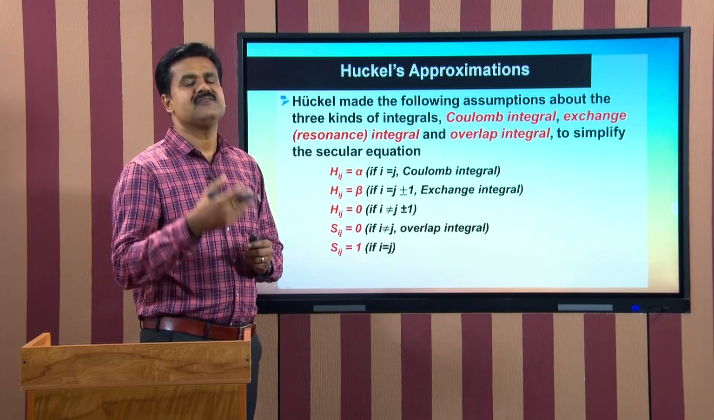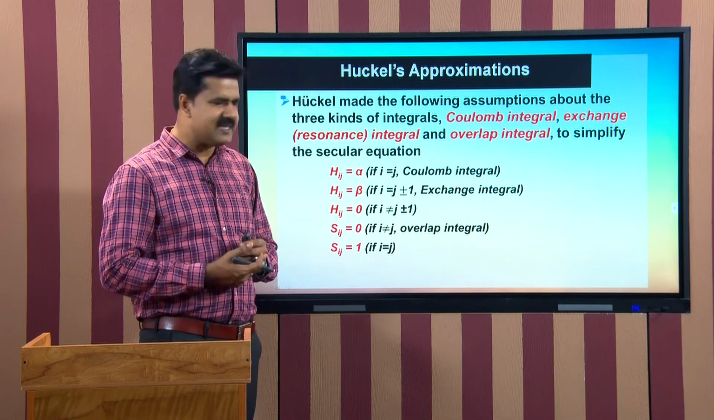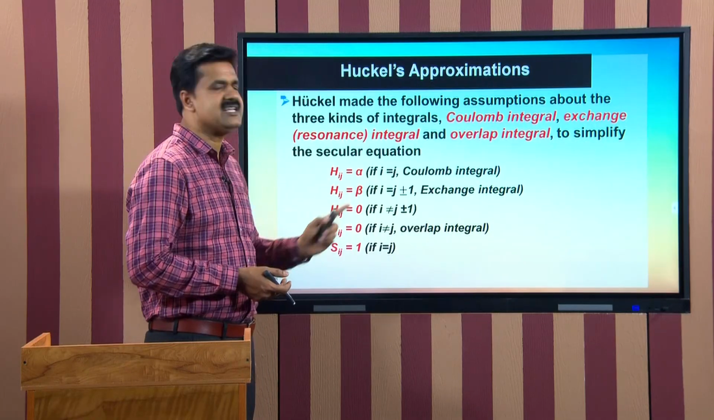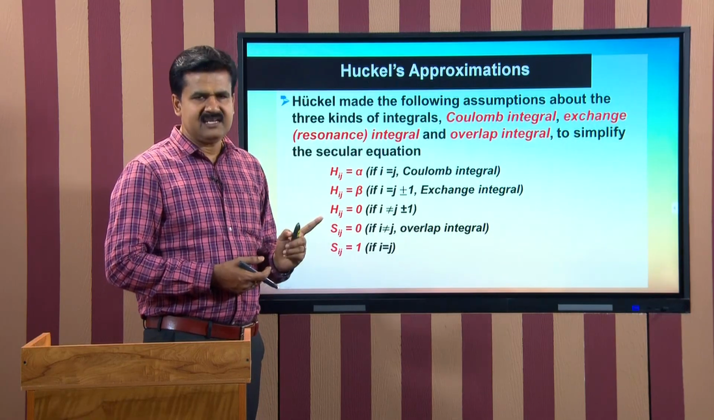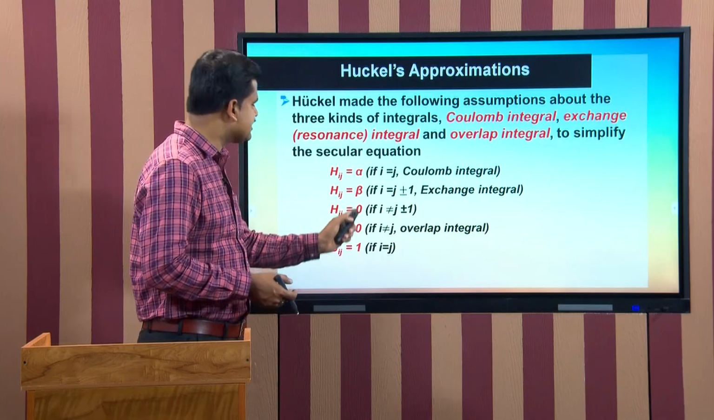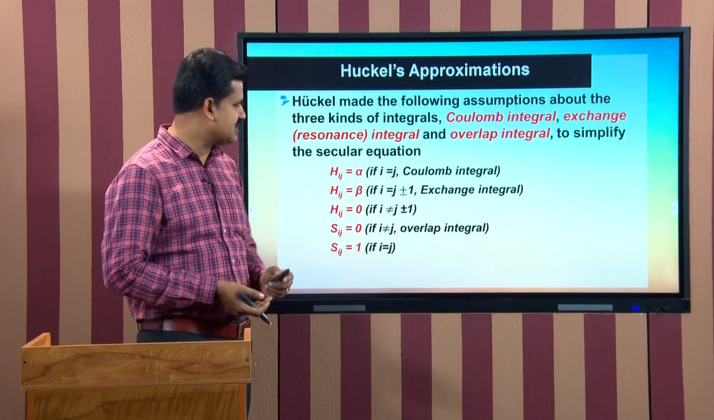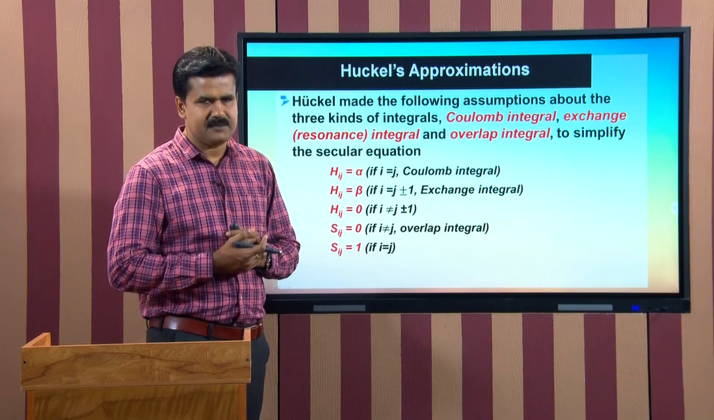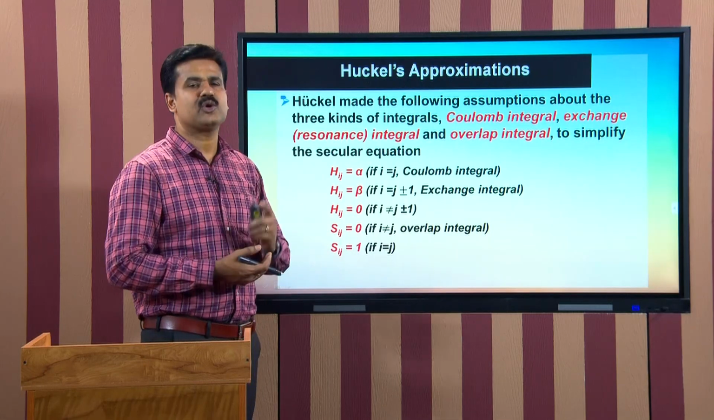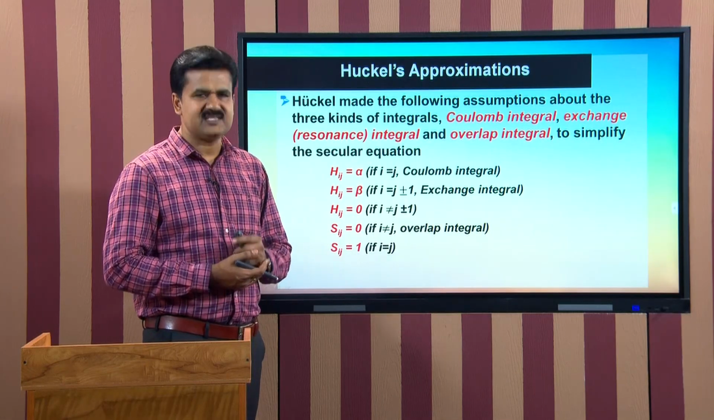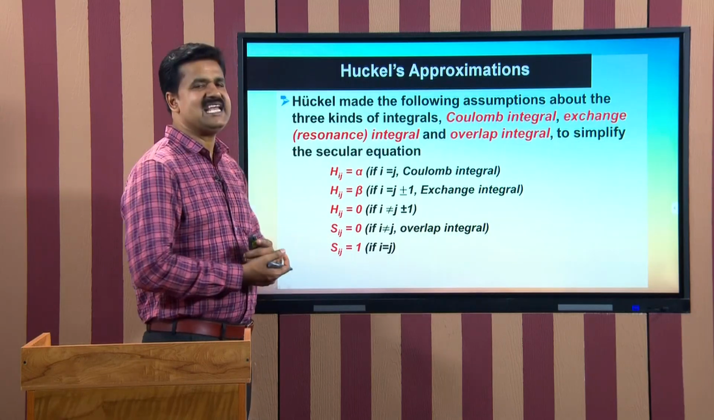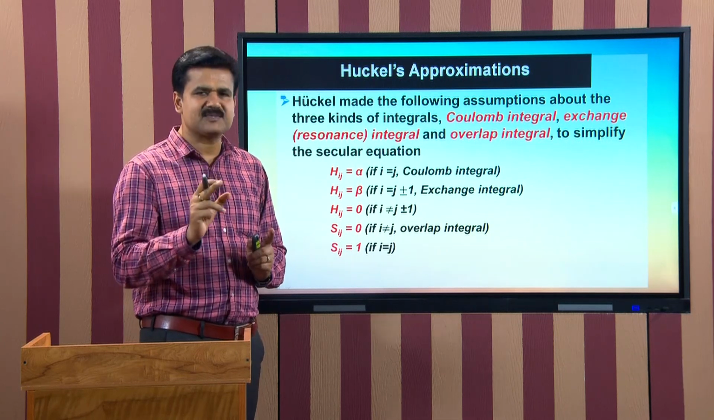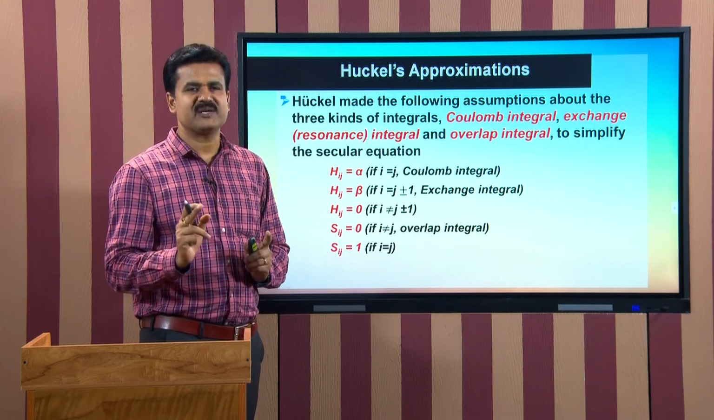However, if the difference is greater than 1, that means i not equal to j plus or minus 1, Hij is equal to 0. And in the case of the overlap integral, these are the two assumptions: Sij equal to 0 if i not equal to j, and Sij equal to 1 if i is equal to j. So, these 5 expressions are important Huckel's approximations which help us to solve the secular equation more easily.